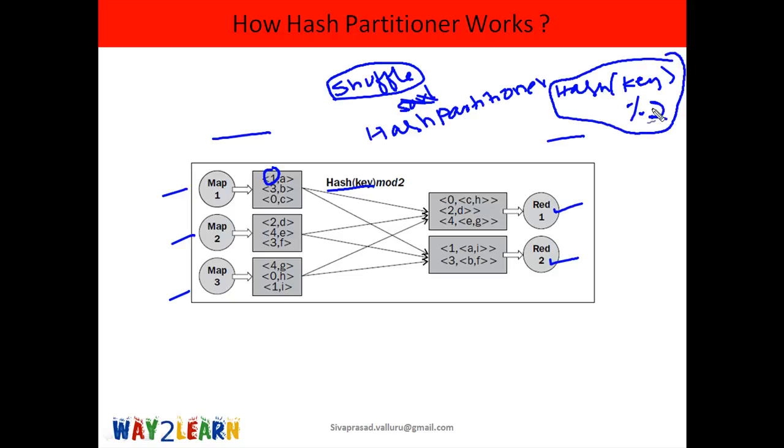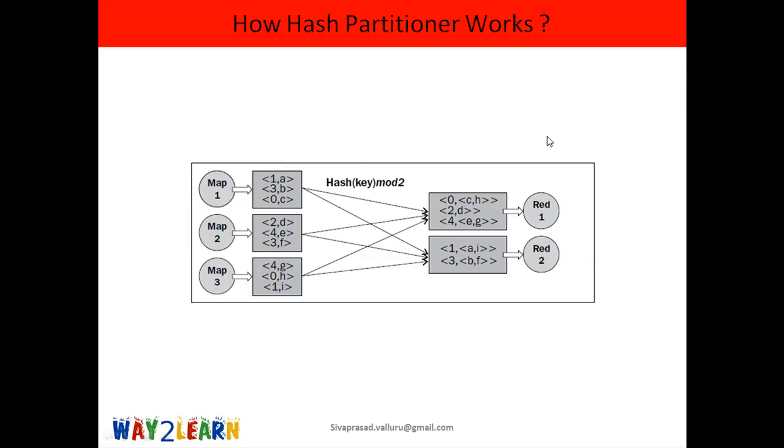So why am I using 2 in hash of the key modulus 2? Because I have 2 reducers. If I have 3 reducers, it would be modulus 3. With 2 reducers, the output will be either 0 or 1. For a particular key, if this value is 0, it will go to the first reducer. If hash of key modulus 2 is 1, it will go to the second reducer, right? So the hash partitioner divides the key space based on a hashing algorithm. That's how a hash partitioner internally works, and that is the default partitioner.